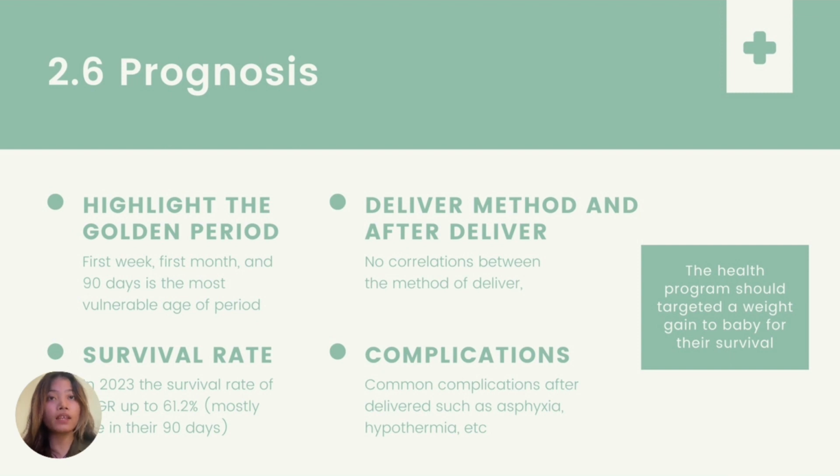For delivering the baby, there is no correlation between the methods, whether spontaneous vaginal delivery or cesarean. When the baby survives, the health program should target weight gain with good nutrition for survival, which can decrease the mortality rate to 60%. The baby should also be monitored since complications can arise, such as perinatal asphyxia, hypothermia, hyperglycemia, jaundice, feed intolerance, and also neurobehavioral abnormalities.